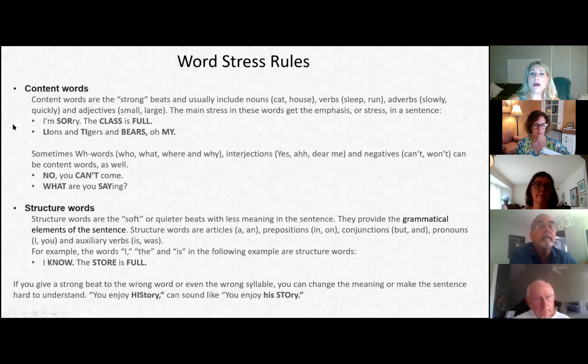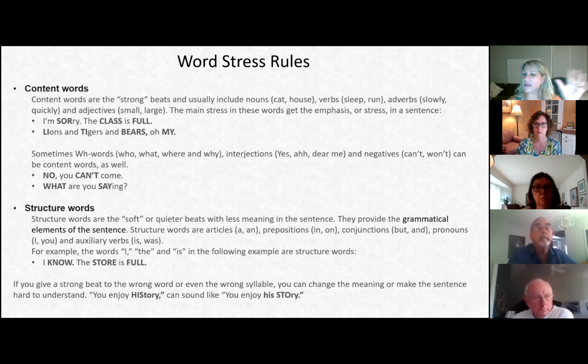Okay, content words. This is about word stress now. So now we're moving from syllable stress, stress on various syllables in a word, to word stress, stress on whole words in a sentence. And what happens is we tend to stress the content words as opposed to the structure words. So your structure words are things like articles, prepositions, conjunctions. They're basically just the little tiny grammar pieces that connect a sentence together, like the glue, right?